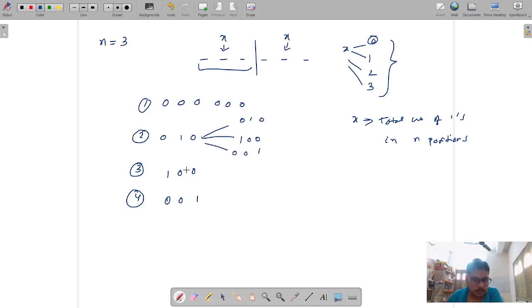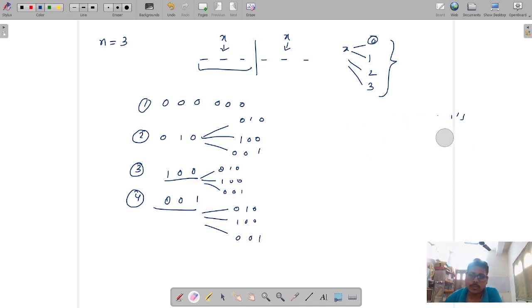In this case also three cases are possible: 010, 100, 001. In this case also three cases are possible: 010, 100, 001. So what are the answers then? So let's find the answers.